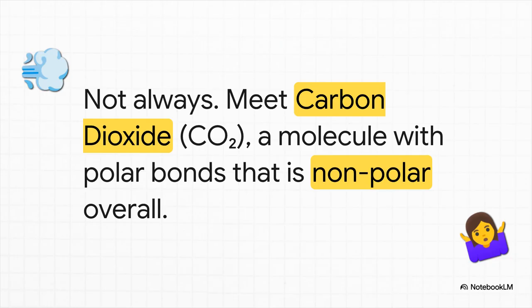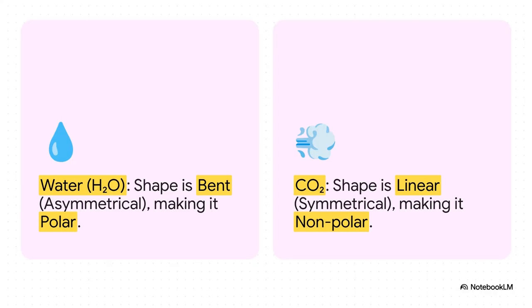Let me introduce you to carbon dioxide, or CO2. It actually has strong polar bonds, just like water. And yet, the CO2 molecule itself is completely nonpolar. So how is that even possible? The difference boils down to just one thing: shape. Water's bent, asymmetrical shape lets its bond dipoles add up to create a net pull. But carbon dioxide, it's a perfectly straight, linear, and symmetrical molecule. That symmetry is the reason it's nonpolar, and it changes everything.